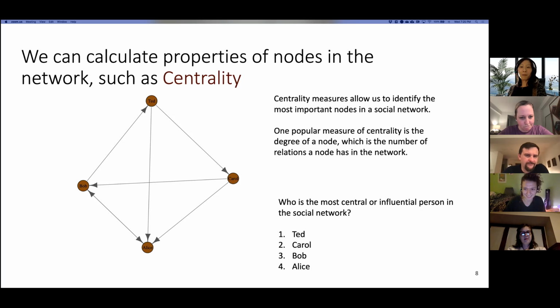Yeah, maybe we use the chat and you can just call out, yeah, Alice. Does everybody agree that it's Alice? Or are there other options? I'm actually unsure. It seems like it depends how we're counting which direction the relationship is going in. I would say Bob is the one more involved.